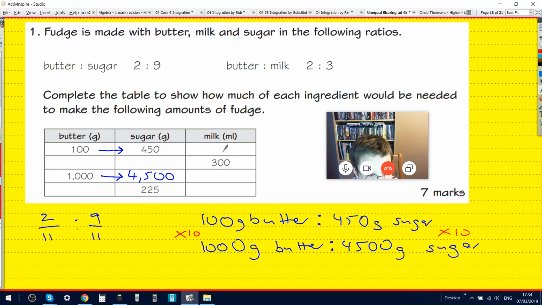Let's get the milk for the top one. Okay. So how do we get the milk? Well, what we did earlier is that we times 450 by 10. Mm-hmm. This is the milk we're talking about, and this is in milliliters and not grams. So we would need to divide 300 by 10.